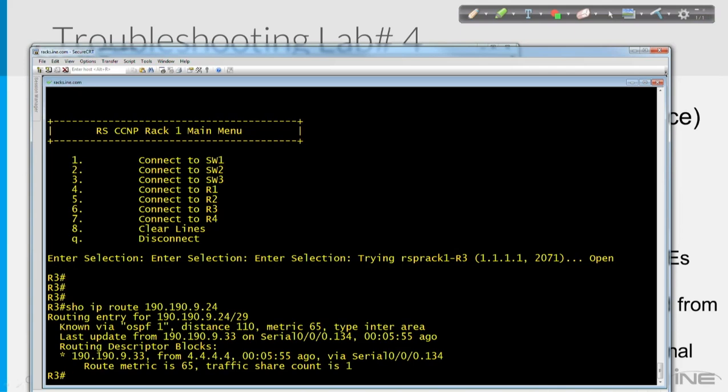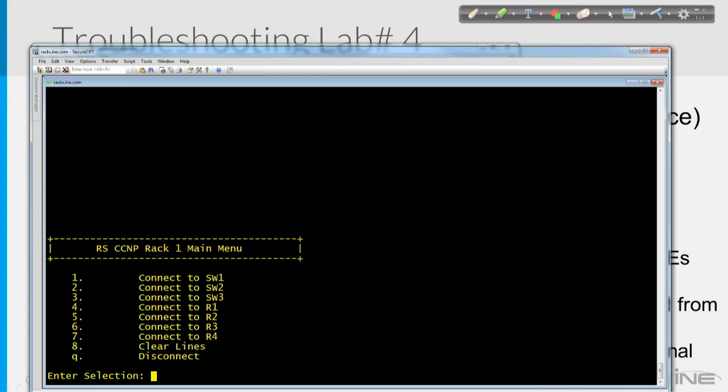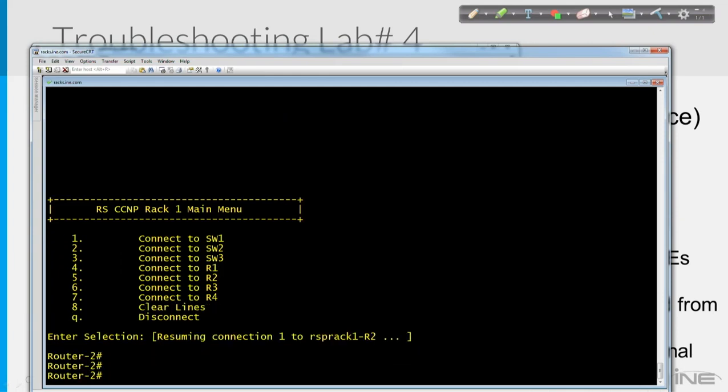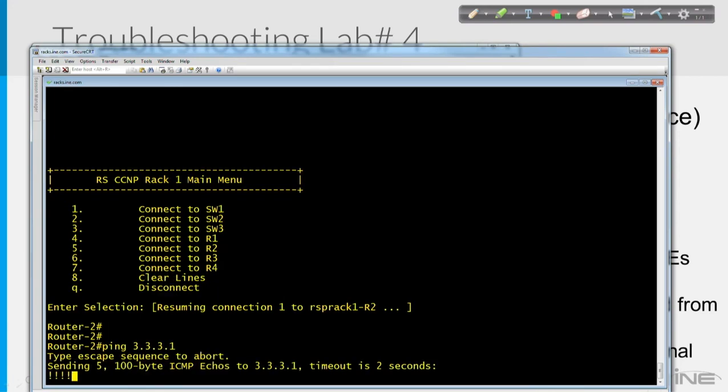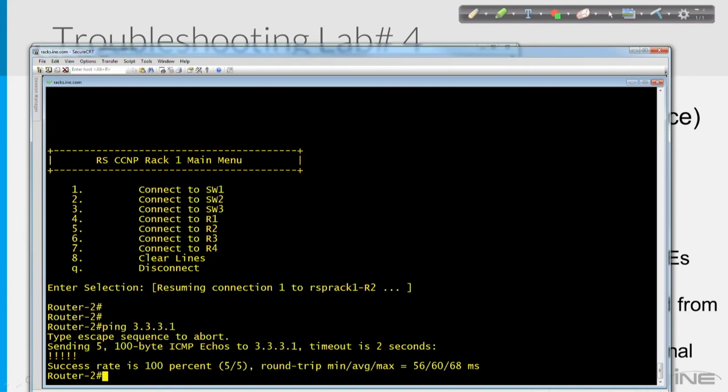So the next thing I would check is, okay, we were testing this with Telnet. Is there any other kind of protocol that works? Well, let's test ping, right? Ping is one of our favorite end-to-end testing methods. So let's go back to router 2 and ping 3331. Can he ping it? Yes.